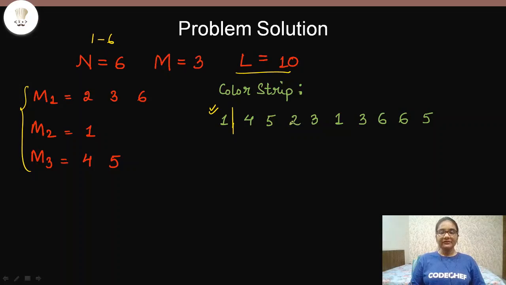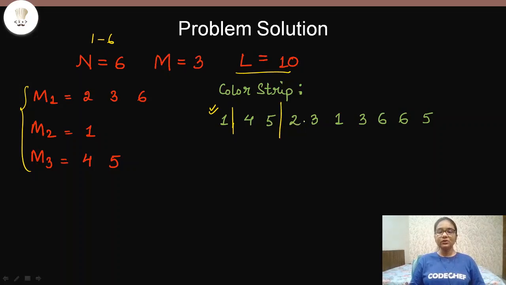Now after 5 we have 2. Now 2 belongs to some other list. So 4 and 5 the chef will not be able to distinguish, but he will be able to distinguish 2 from 4 and 5. So that means it forms your second segment.